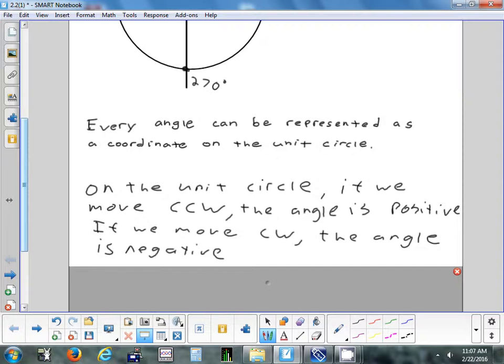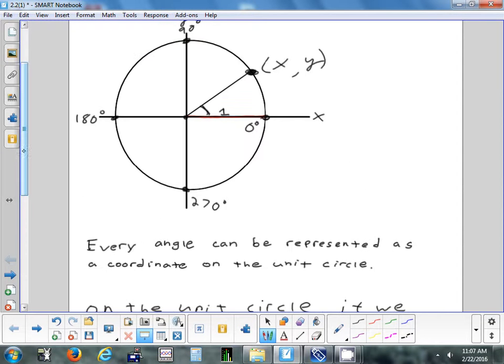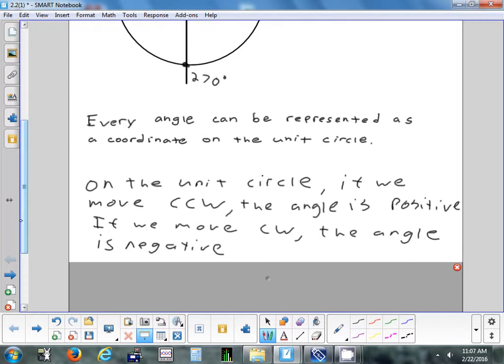There's two directions we can go on the circle. If we move counterclockwise, like the way I've drawn that angle, that's a positive angle. If we go clockwise, that's a negative angle. I think I showed you guys that last week. So counterclockwise is a positive angle, clockwise is negative.